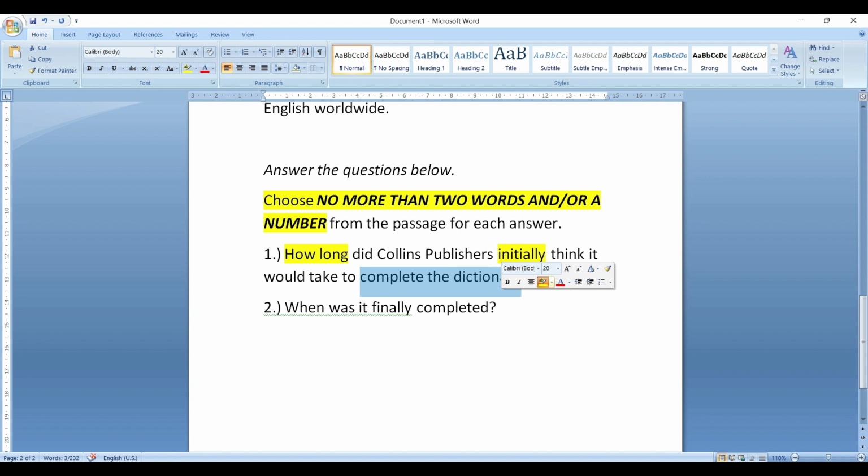Now, these are the words that I'm going to underline, and I want you to pay attention to initially. I didn't underline Collins Publishers because it's a given, it's our main name, it's nothing so important. But initially here needs our attention because we don't care how much time it actually took, but the plan they had in their mind at the beginning. So we definitely want to underline this. Let's go to the next question. When was it when? We need when because obviously we need a date as an answer. Was it finally completed? So when was it finally completed? Finally is important here too. We want the final creation, nothing in between.